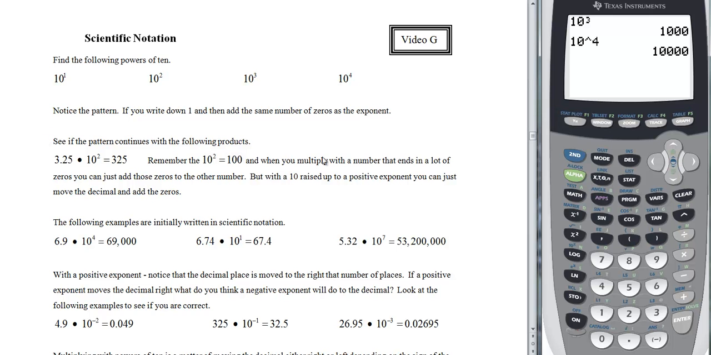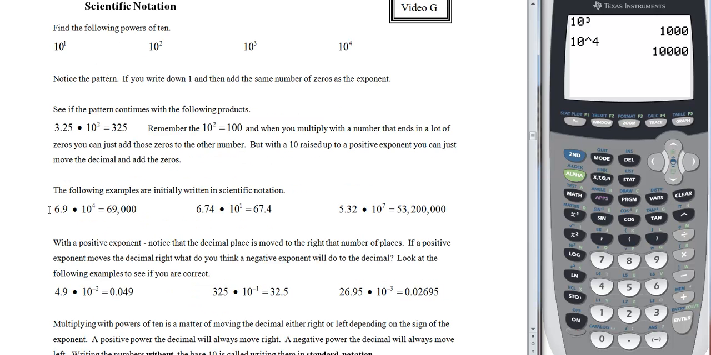Now see if the pattern continues with the following products. 3.25 times 10 to the second. Well, if I can move the decimal 2 places, that would make it 100. So that's what I'm referring to here. Remember that 10 squared is equal to 100, and when you multiply with a number that ends in a lot of zeros, you can just add those zeros to the other number. But with a 10 raised to a positive exponent, you can just move the decimal and add zeros. So look at the following.